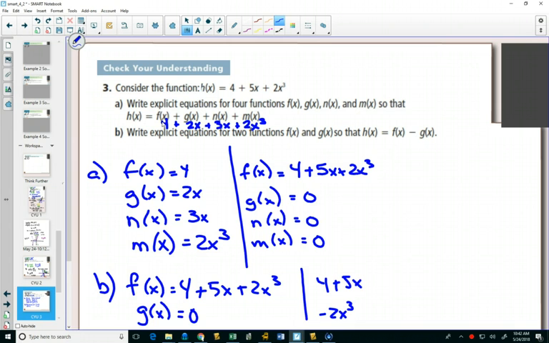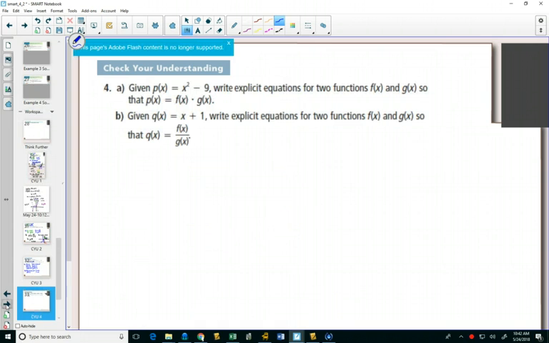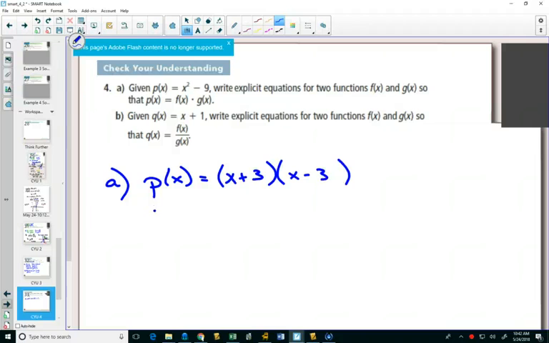Okay? When we get to example 4, it's the same thing with multiplying. Now, in 4a, we need p of x to be something times something. So I think what they were looking for is they would say, maybe you'd recognize, hey, I can factor this to be x plus 3, x minus 3. So if I factor it, then I could make f of x, x plus 3, and g of x, x minus 3. Because then p of x would be f of x times g of x.